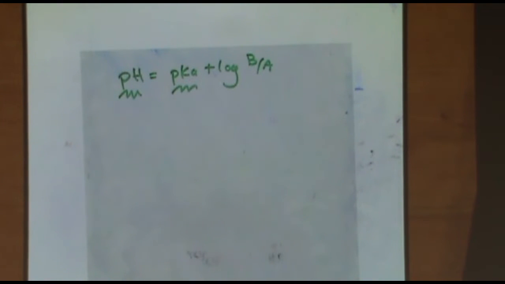And if you try to add something to a buffer, it doesn't want to change. So let's say that pH is 5. You add something to a buffer, maybe it'll change to 5.01 or 5.02, but it's not going to change to 6. So that's what a buffer does.